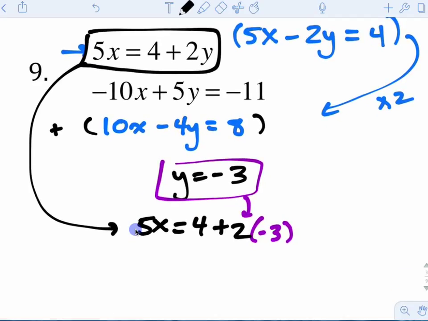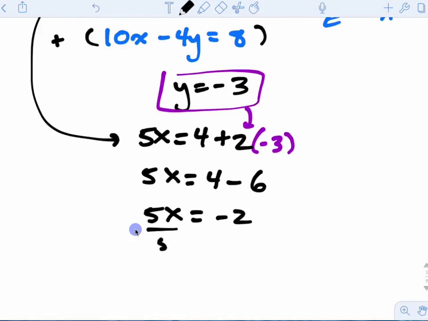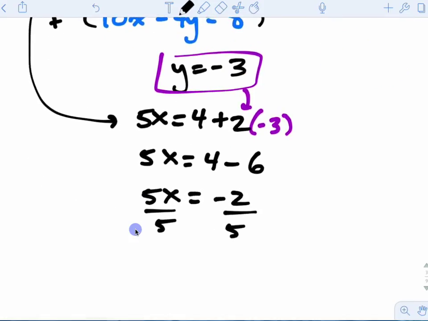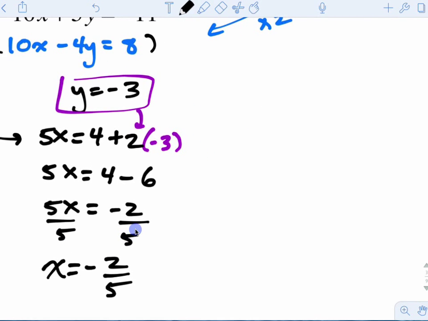And all right, so 5x equals 4. 2 times negative 3 is negative 6. So 5x equals negative 2, divided by 5. So our x coordinate of our solution is negative 2/5. Meaning our solution is the ordered pair. Always want to write it as an ordered pair. Negative 2/5, comma negative 3.